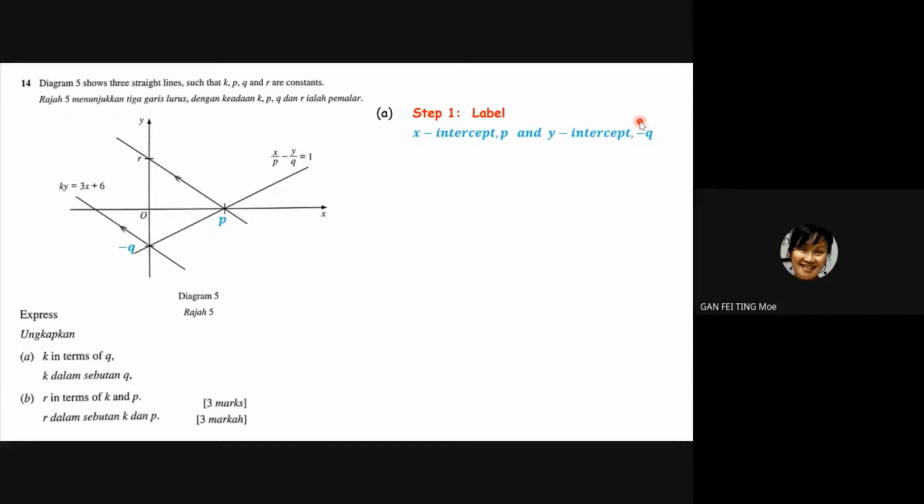Then after that, what can I do? I can see, as I said just now, that these two lines are connected by the y-intercept. So what can I do? I'm going to arrange this equation in gradient form. So change the equation into gradient form. Who can give me the equation in gradient form for this one? Tell me the answer.